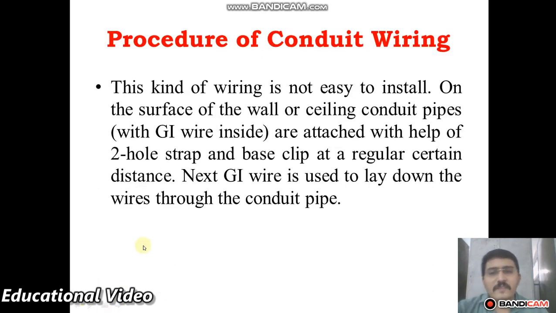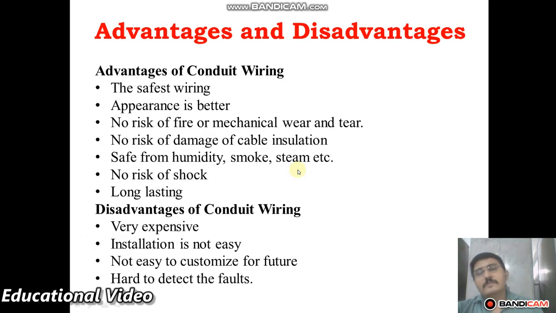The procedure is that this kind of wiring is not easy to install. On the surface of the wall or ceiling, conduit pipes are attached with the help of 2-hole straps and base clips at regular distances. Some advantages and disadvantages of conduit wiring: it is the safest wiring system.